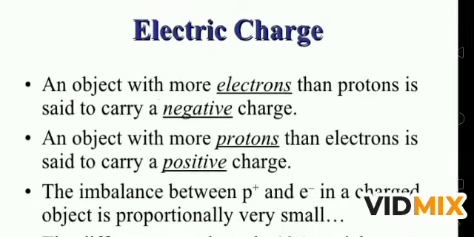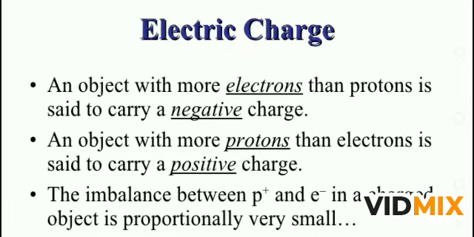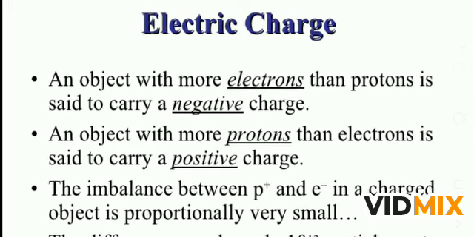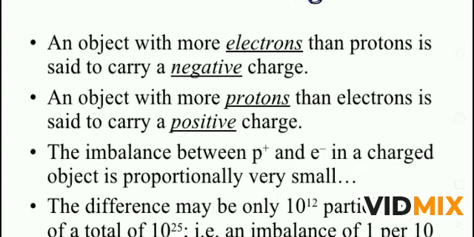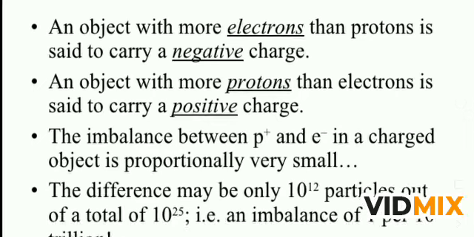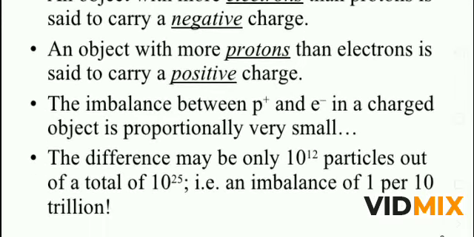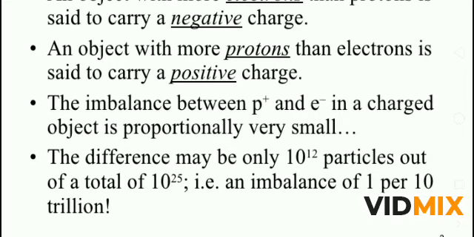Now what is electric charge? An object with more electrons than protons is said to carry a negative charge. An object with more protons than electrons is said to carry a positive charge. Means if electrons are more in number, the body is said to be negative, and if the object has more protons than electrons, then the body is said to be positively charged. The imbalance between protons and electrons in a charged object is proportionally very small, and the difference may be only of 10 to the power 12 particles, out of a total 10 to the power 25. That is an imbalance of 1 per trillion.